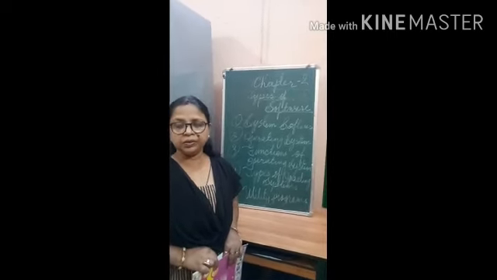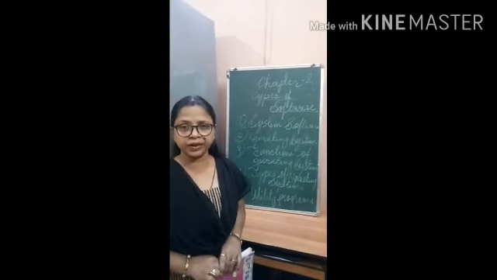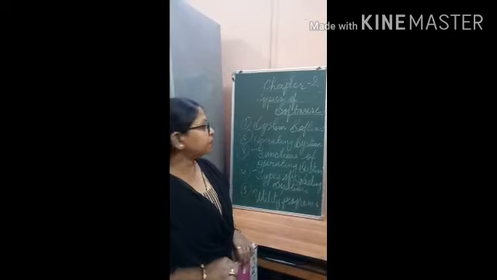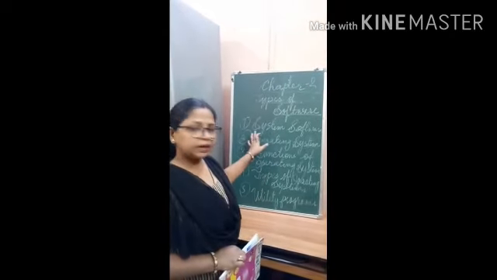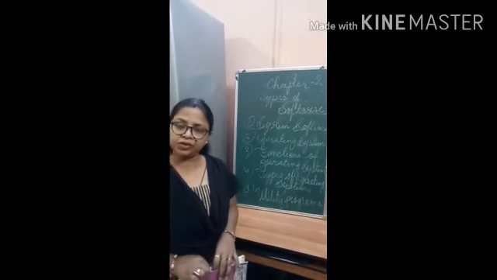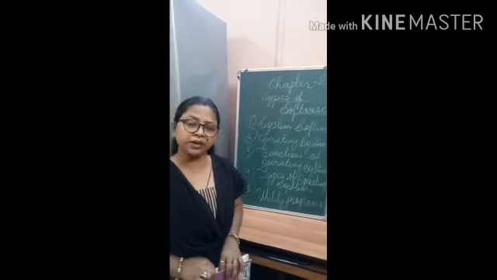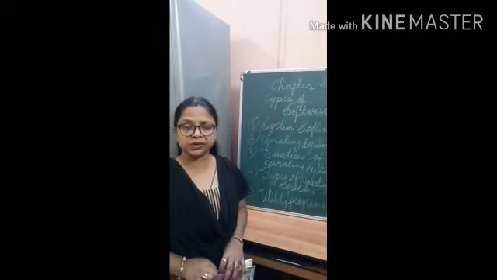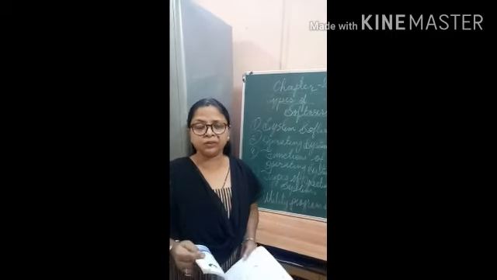Today in this video I am going to start chapter 2, types of software. In this video I am going to explain some of these topics like system software, operating system, functions of operating system, types of operating system and utility programs. Okay children, take out your book and open page number 60.